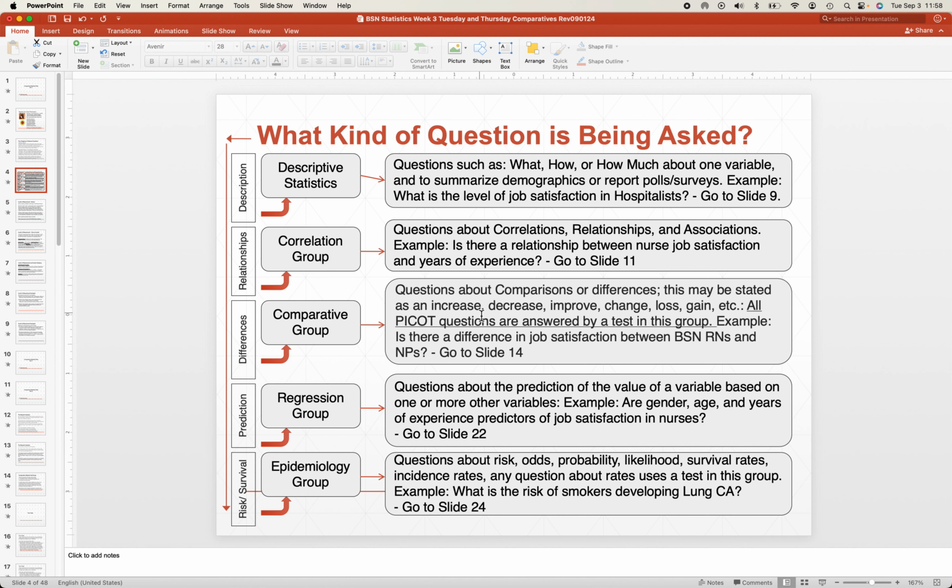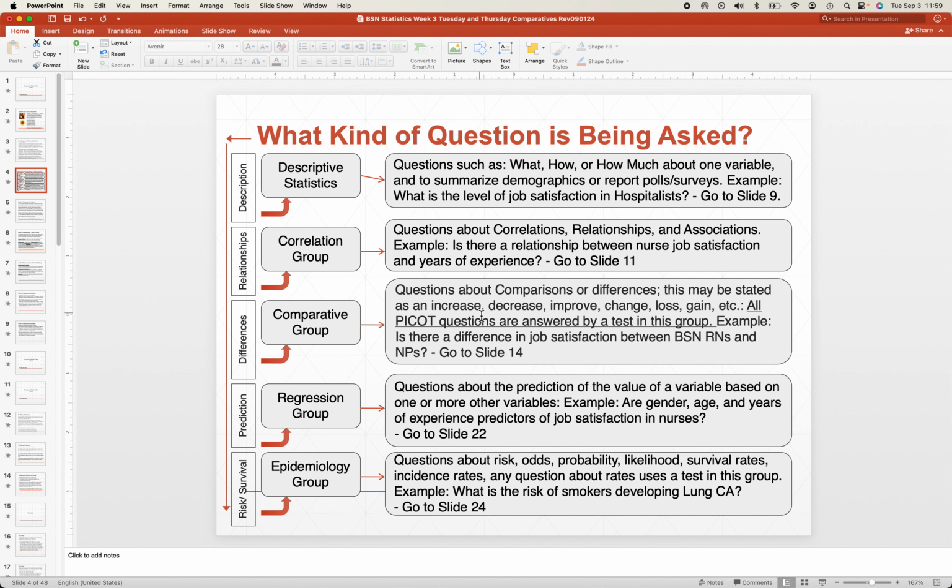From that, again, I would suggest that we don't go out and use that information, but rather that serves as a basis for a higher level study, and the next higher level study would be the comparative group. Here, our kind of question is, is there a difference in job satisfaction between, say, BSN RNs and NPs? Or maybe is there a difference in vaccine fatigue between males and females? That's a comparative type question. It asks about differences.